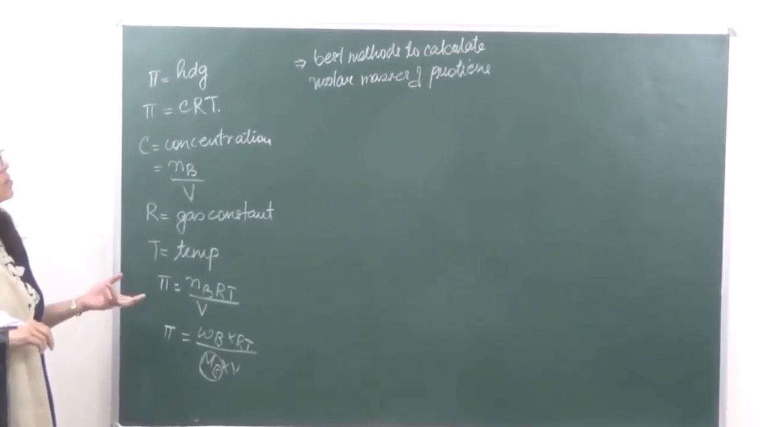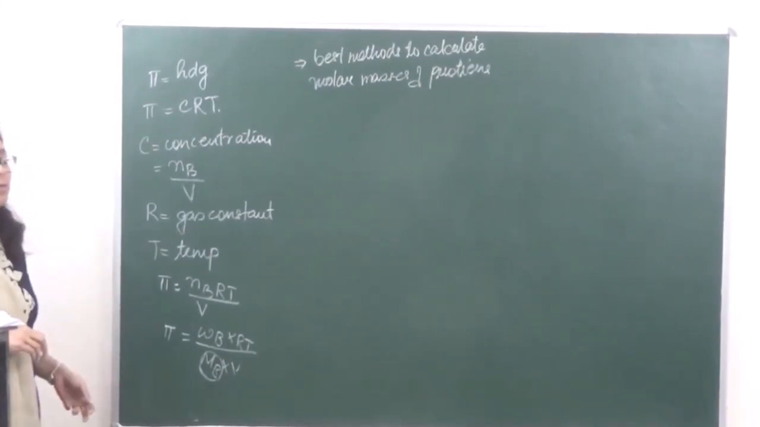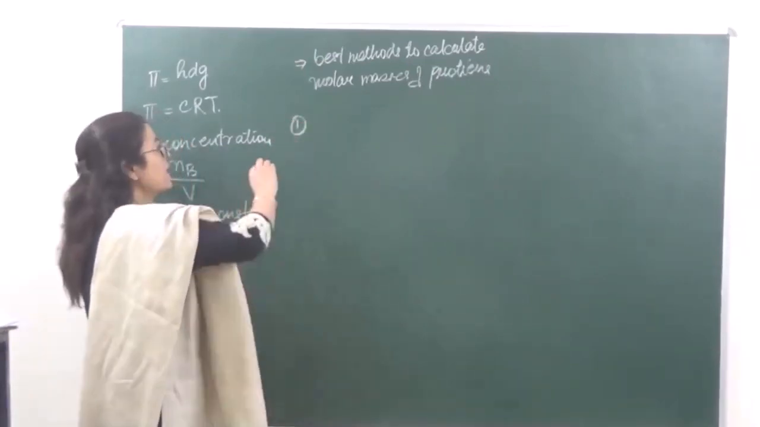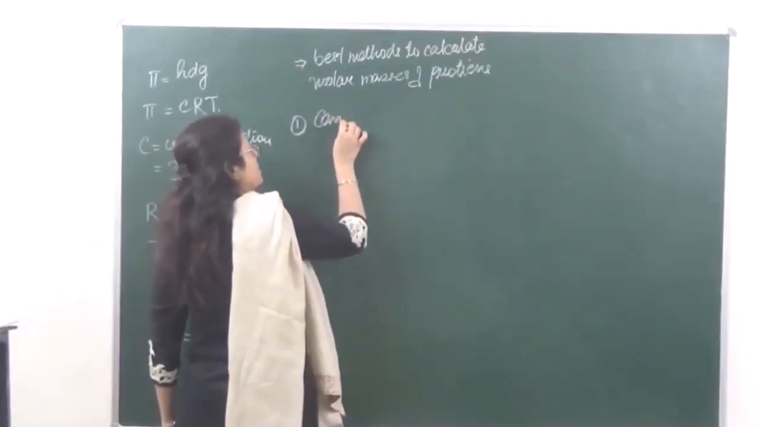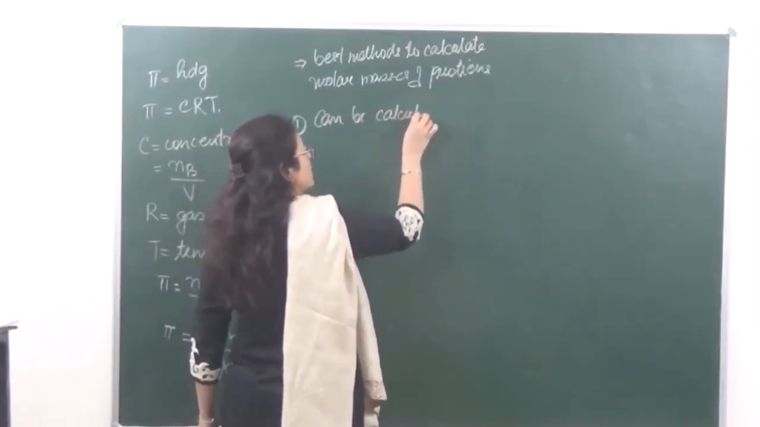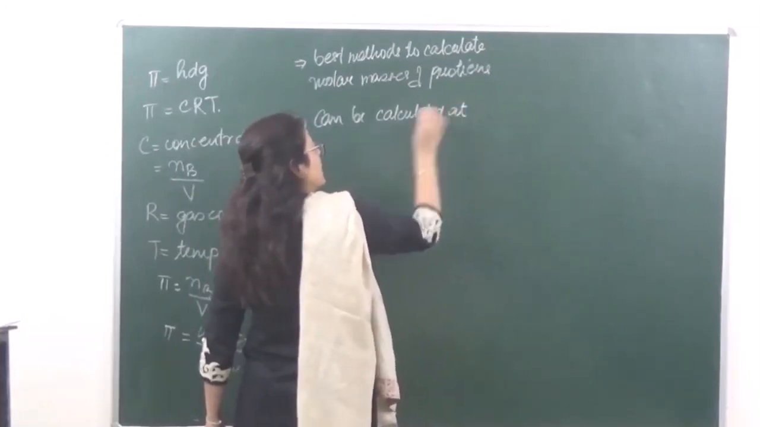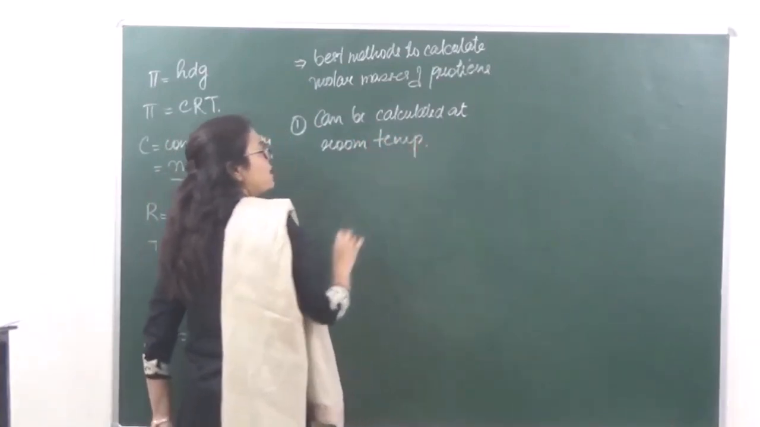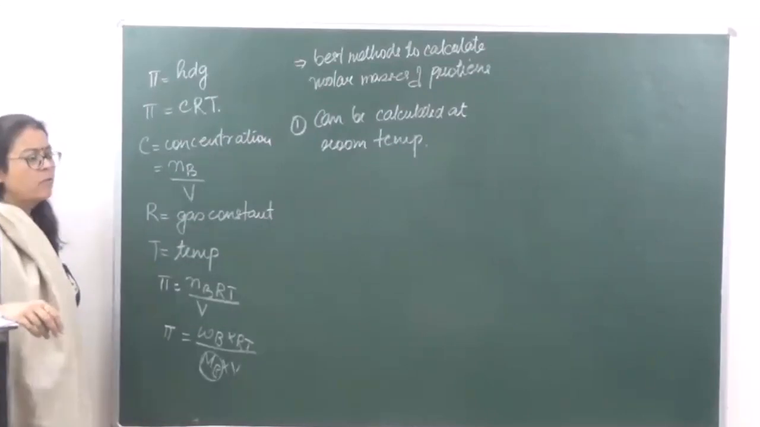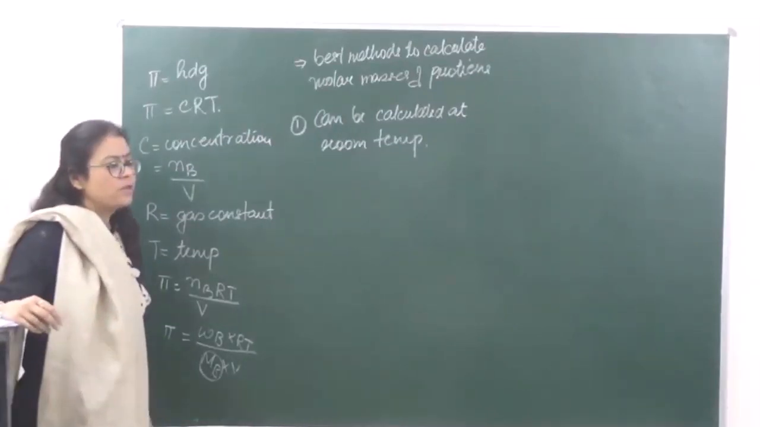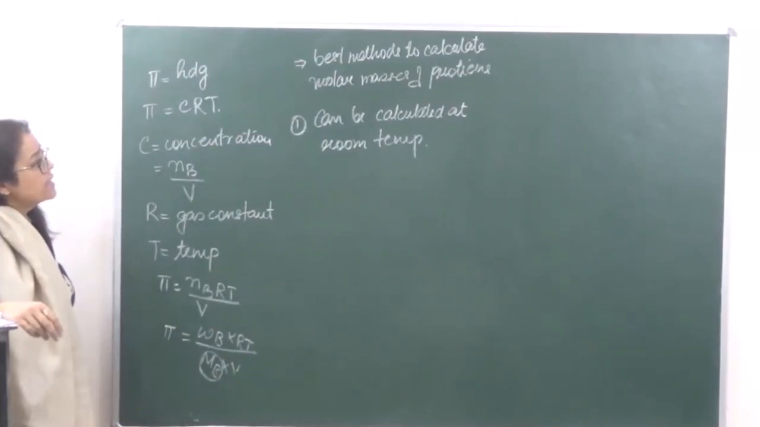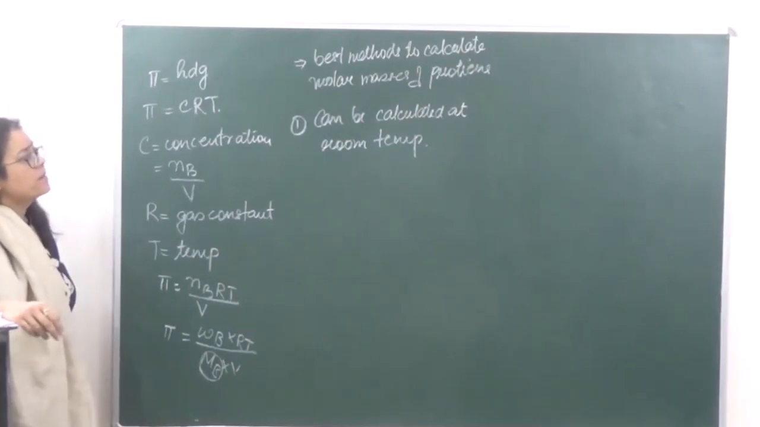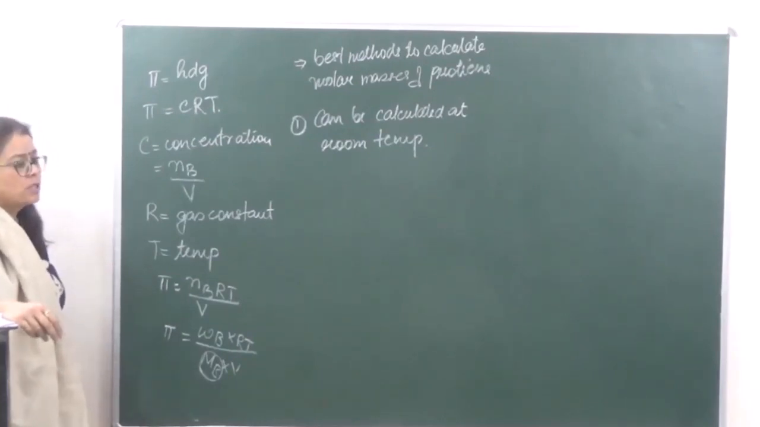So we say that osmotic pressure is one of the best methods to calculate the molar masses of proteins and other polymers. Why? Because of the following reasons. The first reason is that osmotic pressure can be calculated at room temperature. When we are talking of elevation in boiling point, that is above room temperature, and when we are talking of depression in freezing point, that is below room temperature. So osmosis can be measured at room temperature, so it is one of the best methods to calculate the masses of proteins.